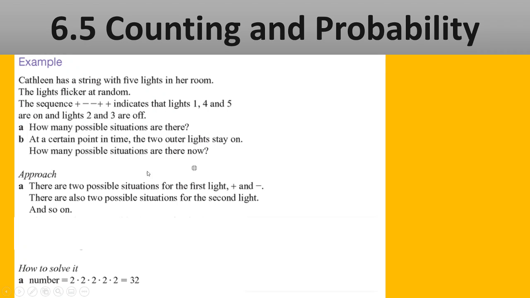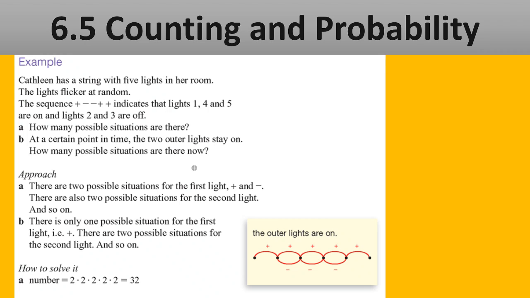But what if at a certain point of time the 2 outer lights stay on and the other one stays off? How many possible situations are there now? The book does draw a network diagram for this one to show you a bit more clearly what this represents.